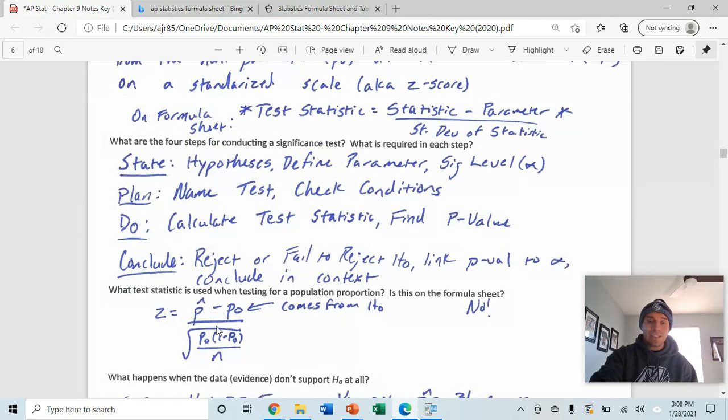Your formula for your test statistic by hand, which might be useful for a multiple choice question, is z is equal to your statistic, which in this case is p hat, minus your parameter, which is your hypothesized value for p, divided by the standard deviation of the statistic. And notice that we're using p sub 0, meaning your hypothesized value in your null hypothesis, not your p hat, in the formula for the standard error. That'll get you your z or your test statistic.